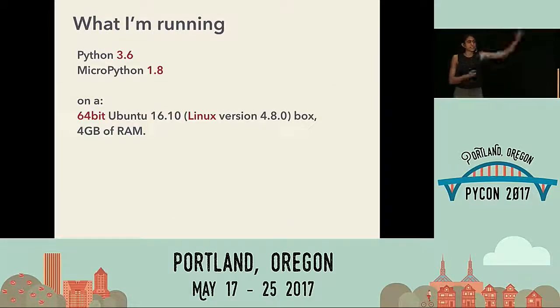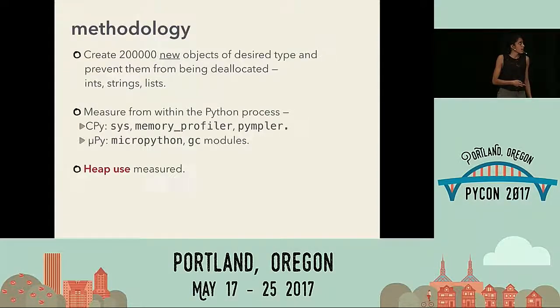So first things first, these are the specs of the laptop that these experiments were run on. What matters is it's a 64-bit. I was running Python 3.6, and MicroPython has a Unix port, which is why I could run it on my Ubuntu box. The methodology used for these experiments, these are not formal benchmarks by any means. These are just simple experiments. I created a number of objects of the desired type in a loop, so up to 200,000 of them. And I measured memory use for implementations of Python.